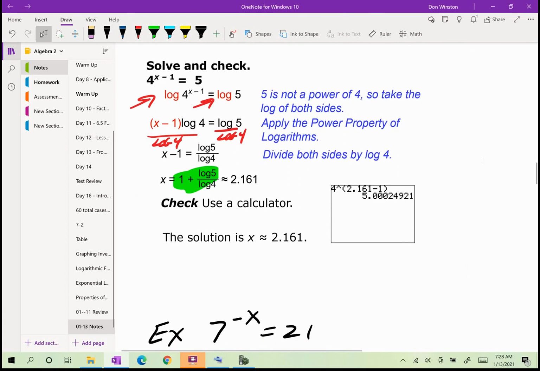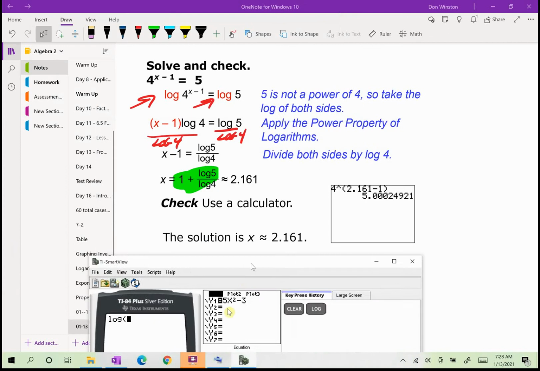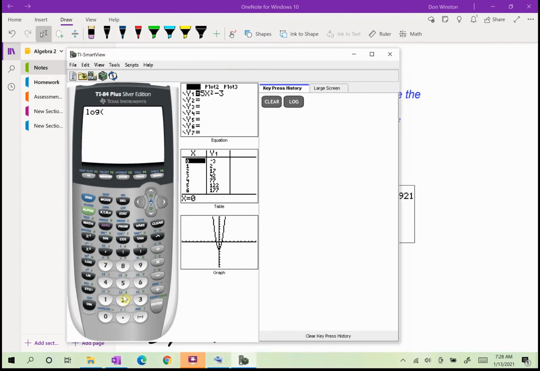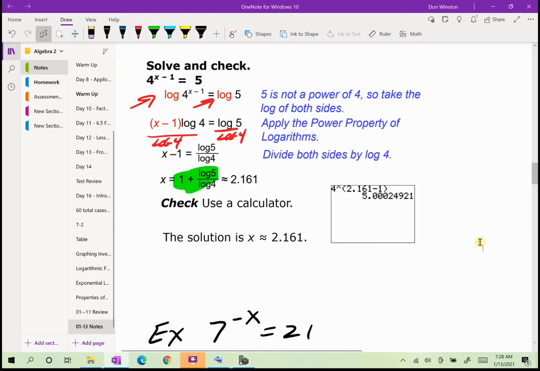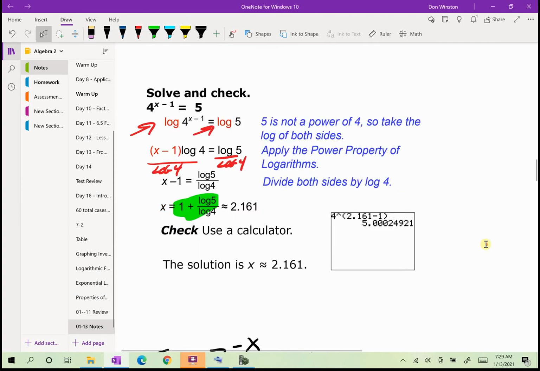And then we could check that with the calculator. So how would you do that? That would be the common log of 5 divided by the common log of 4, and then answer, plus 1. And that's 2.1609, so approximately 2.161. Okay, so a couple more of these examples.